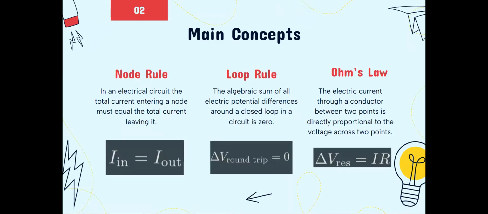The main concepts that we need to know are the node rule, which is in an electrical circuit, the total current entering a node must equal the total current leaving it. The loop rule, which is the algebraic sum of all electrical potential differences around a closed loop in a circuit, is zero. Ohm's law, which is the electric current through a conductor between 2 points, is directly proportional to the voltage across 2 points. And these will be used in our RC and DC circuits.